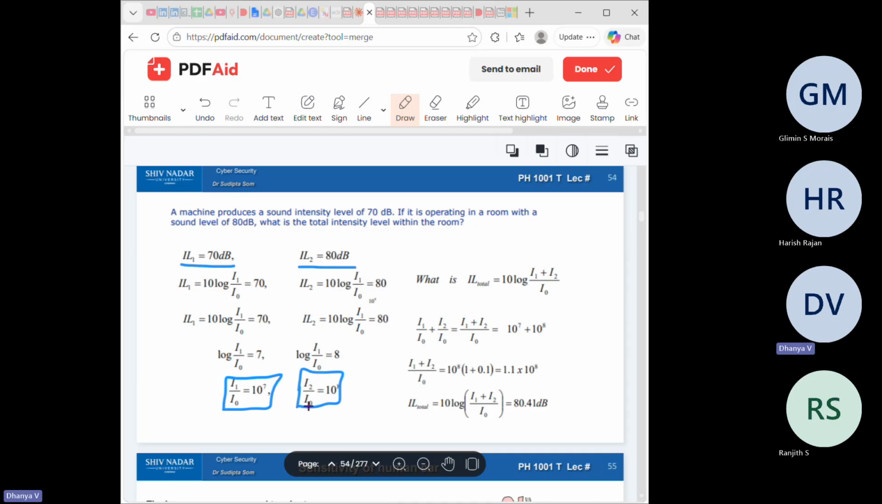So when it comes to these questions, just know what they are giving in the question and what to decide. With that, I think it's pretty easy to substitute the formulas and that's all. So they're asking for your total. So the sum of it, if you do, it will be I1 plus I2 by I0 is 10 power 7 plus 10 power 8. So again, rearrange. The sum we are getting as this.